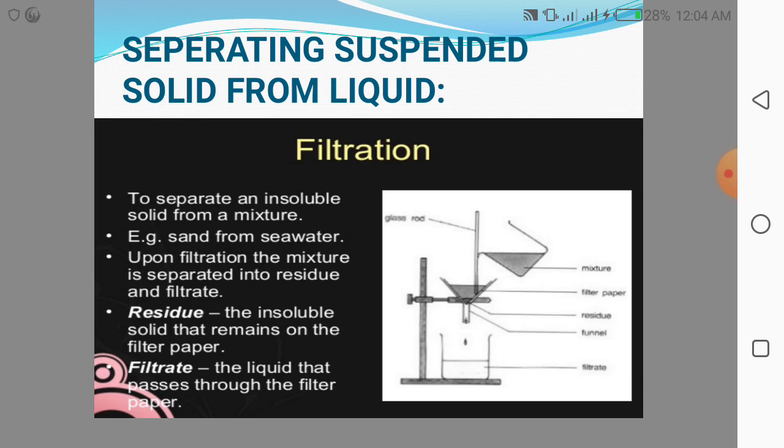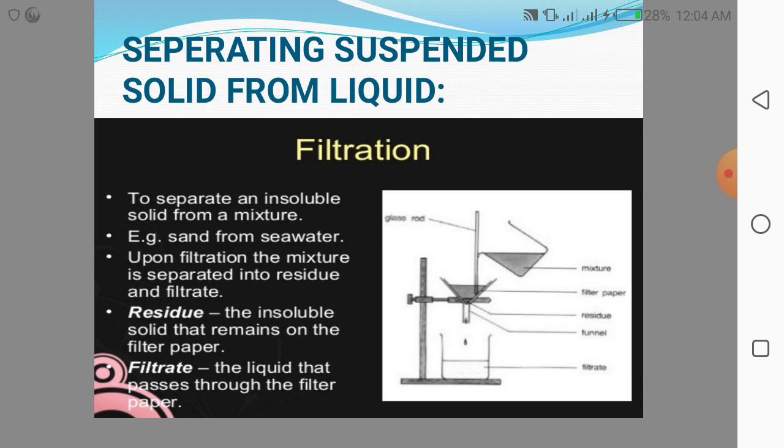The suspended solids can be removed by filtration. This means pouring the mixture through the filter paper. The liquid, the filtrate, passes through the small holes in the paper, but the solid, the residue, is trapped. Now here residue is the insoluble particles that are left behind after the filtration.